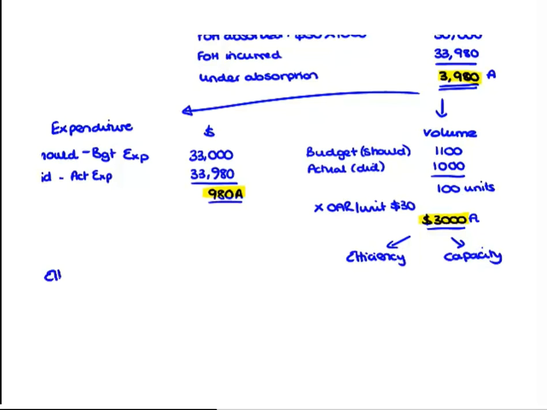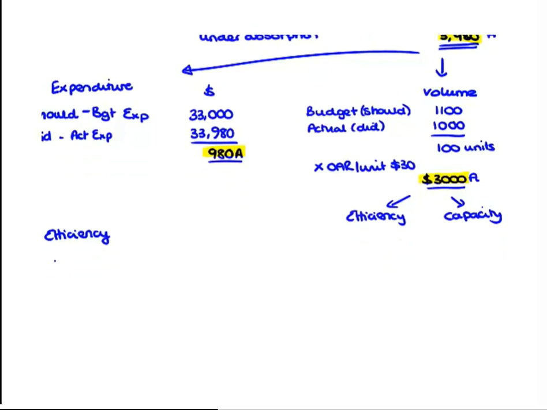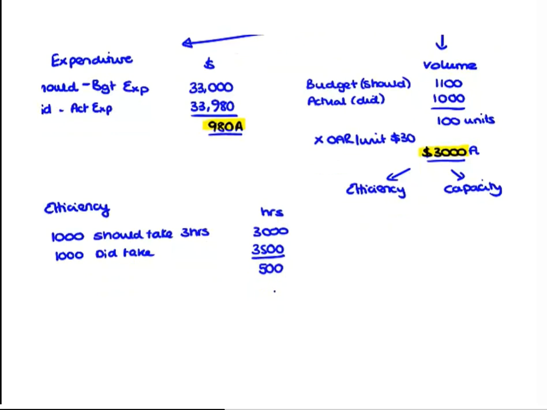So let's start off then with efficiency. This is all to do with how efficient labour were at producing the number of units. So 1,000 units, actual production, well each one should take 3 hours. So it should have taken us 3,000 hours to produce the units. 1,000 units though did take 3,500 hours, sorry. So it's taken us 500 hours more than we would have been expecting.